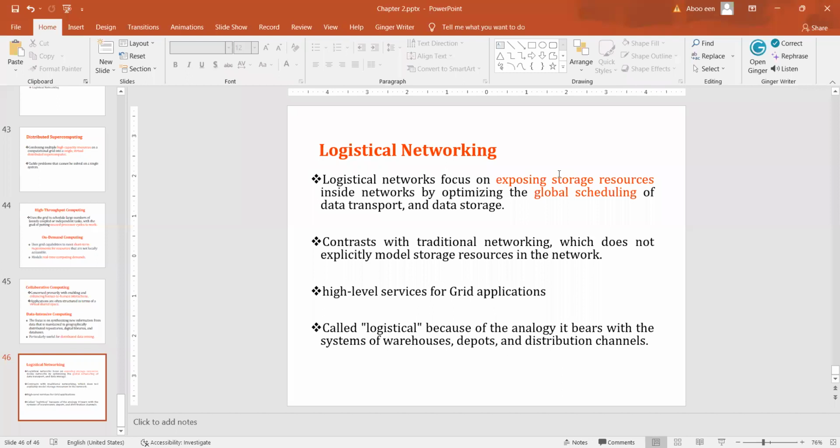In this logistical networking, it can optimize the scheduling of this data transmission. It can redirect to unutilized bandwidth or throughput, and it can optimize the data transportation and the data storage. So then it can easily find the unutilized one or the free route to get this networking power, logistical networking.